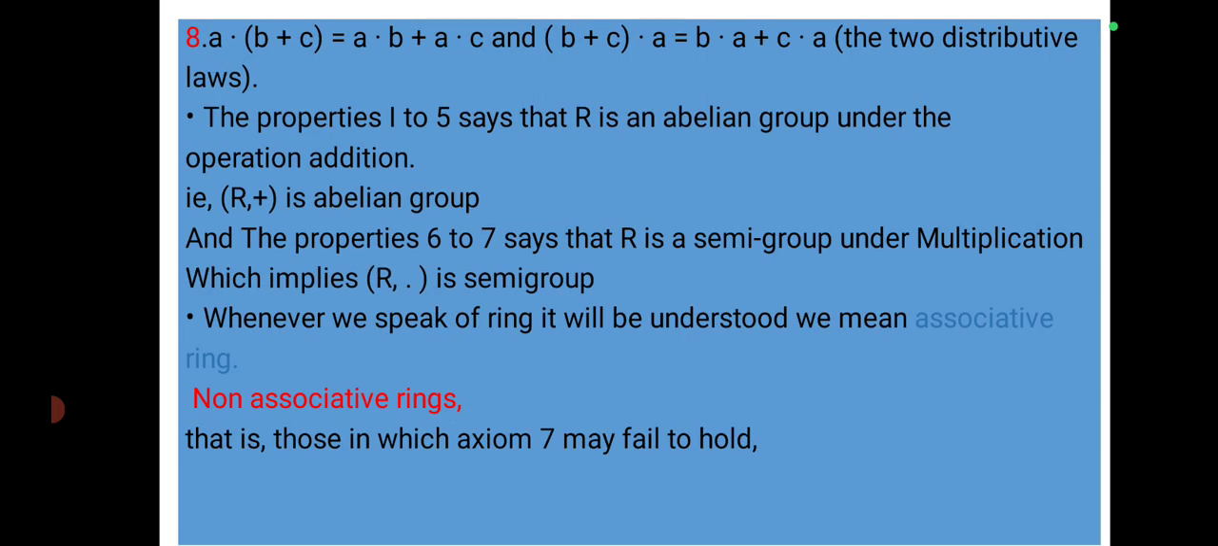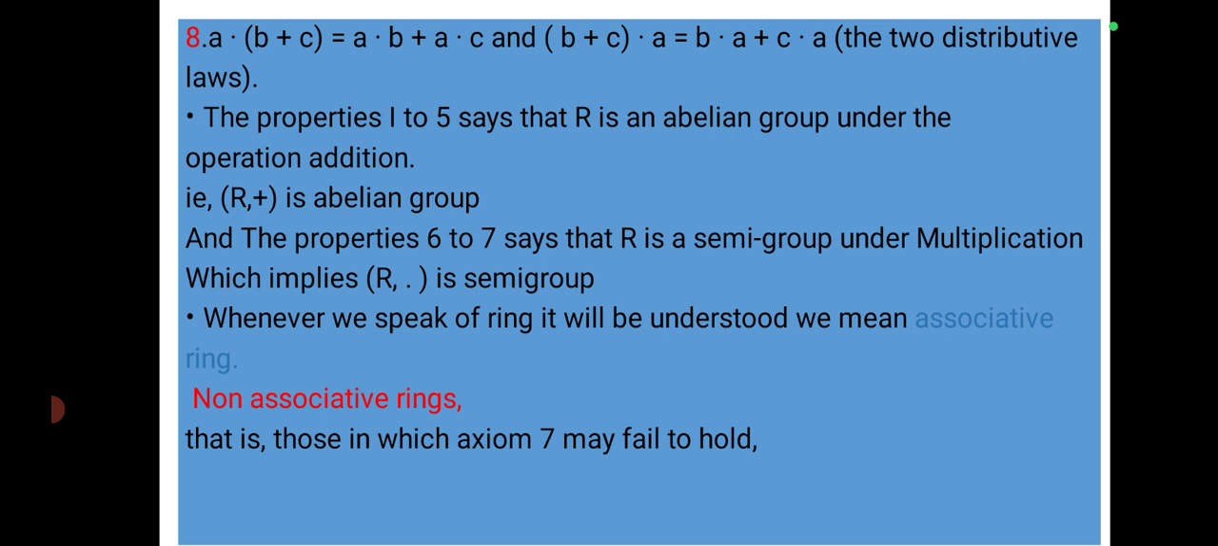Next, the non-empty set R also satisfies two distributive laws, the left distributive law and the right distributive law. Left distributive law: a dot (b plus c) equals a dot b plus a dot c, and right distributive law: (b plus c) dot a equals b dot a plus c dot a. If the set R satisfies these nine conditions, then we say that the set R, plus, dot is said to be a ring.